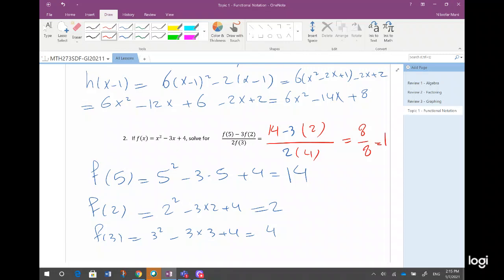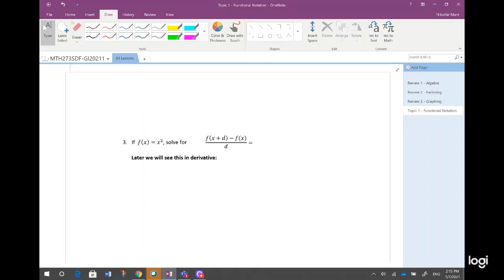Okay, the last but not least page is here, and I want you to calculate this. You are going to see this in future when we talk about derivative. Later we use this in derivative, but right now I'm not going to talk about the derivative part, because I need to talk about limit first. I just want to have your attention that later we use this in derivative. So let's calculate this.